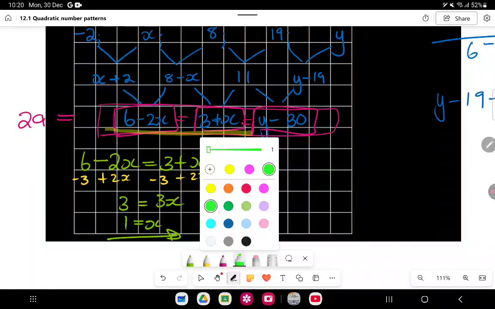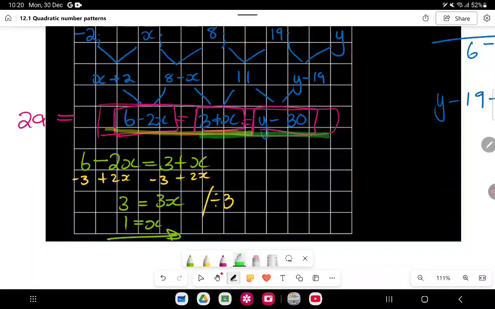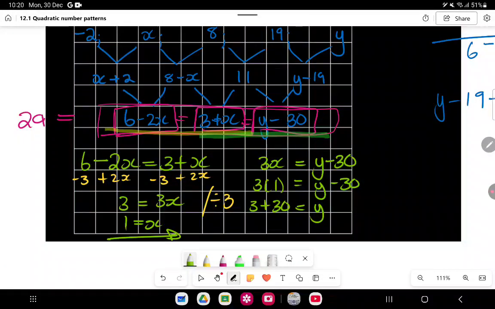Now we are going to use the second set. You could use the third and the first, but I'm just going to use the second and the third because they're standing next to each other. So now I'm going to go 3x is equal to y minus 30, for the same reason: it's 2a, 2a, 2a. I know x is equal to 1, so 3 times 1 is equal to y minus 30. Y is equal to 3 times 1 plus 30. So y is equal to 33.